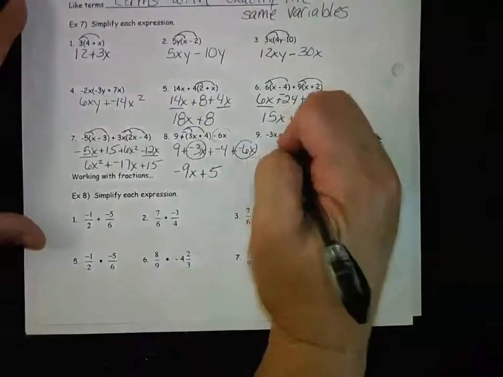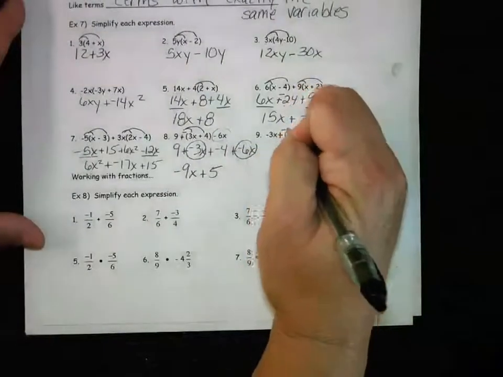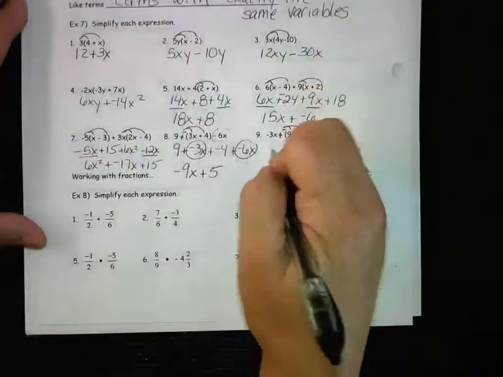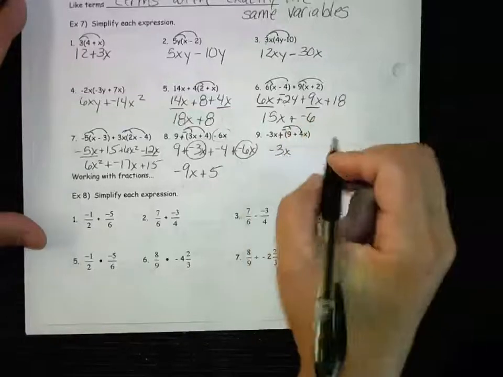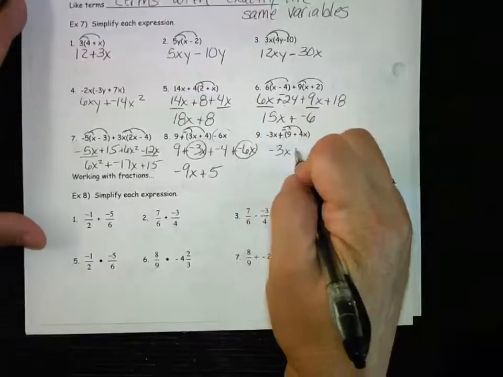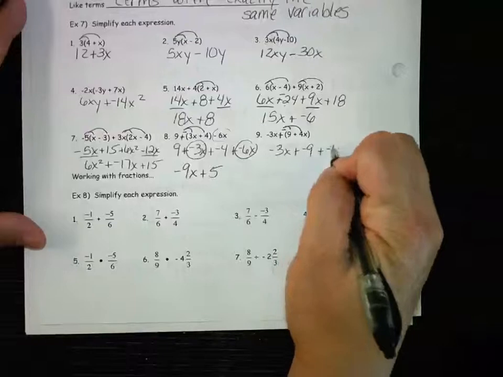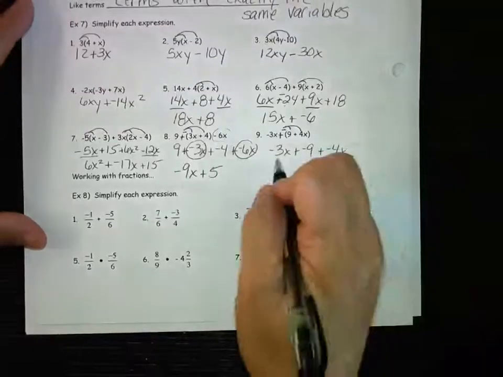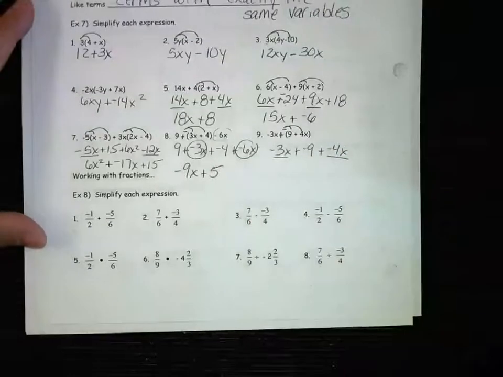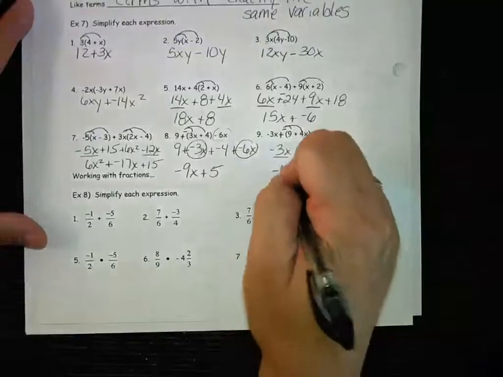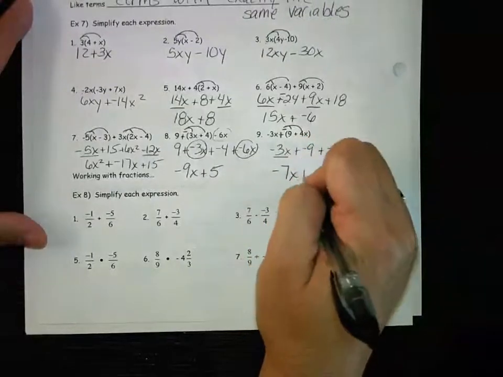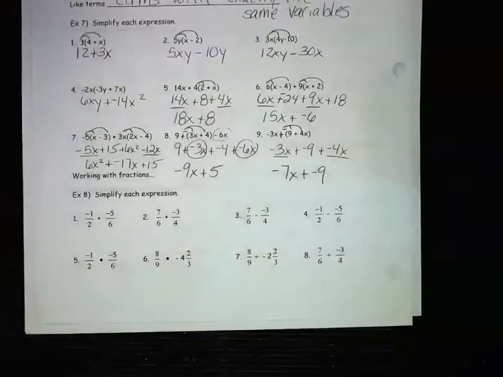Number 9, if we zip zap that and you distribute, you have negative 3x plus a negative 9 plus a negative 4x. 3x plus a negative 4x is negative 7x plus a negative 9.